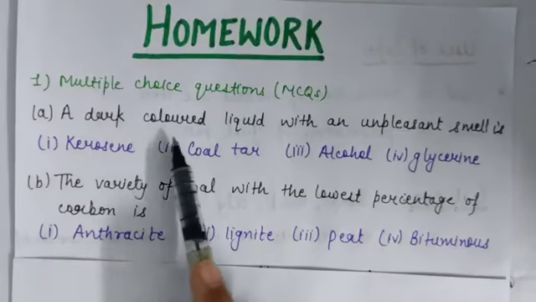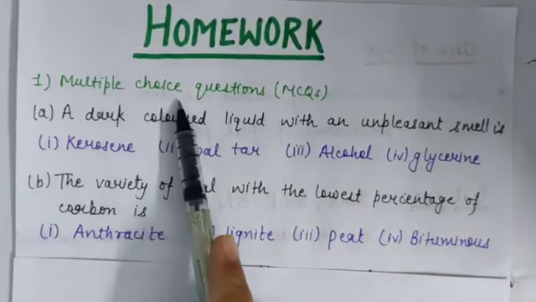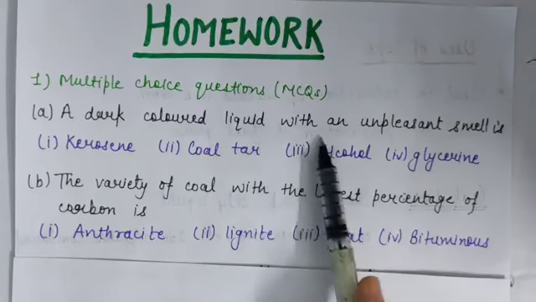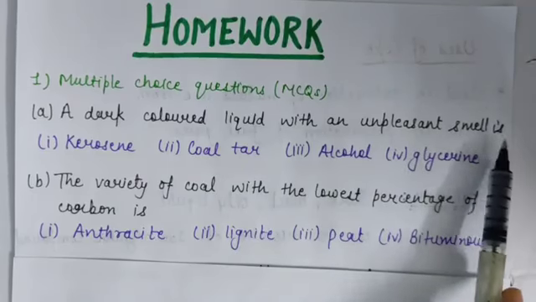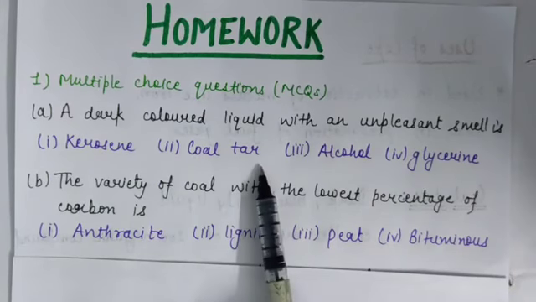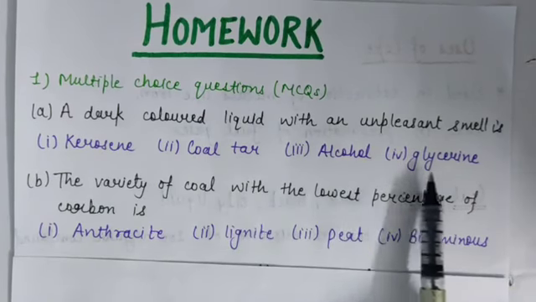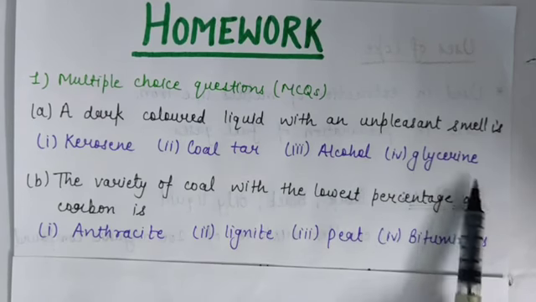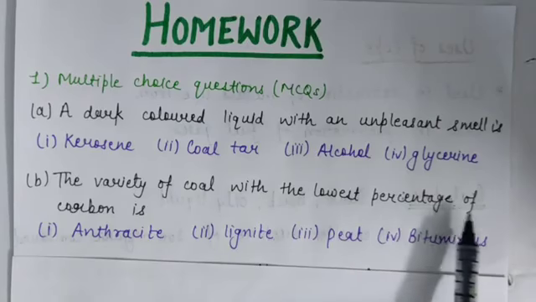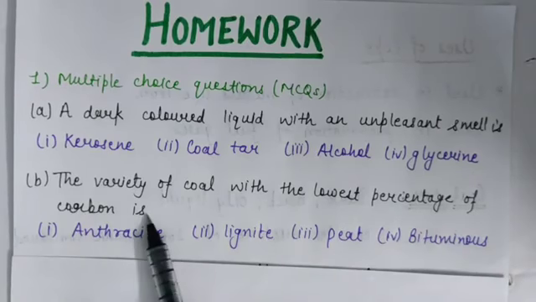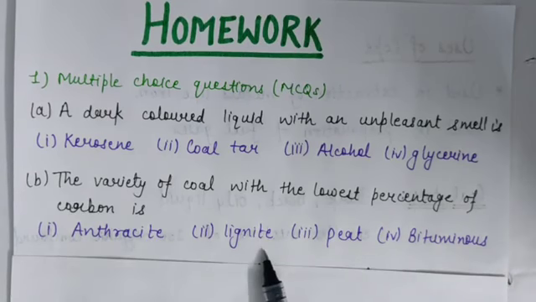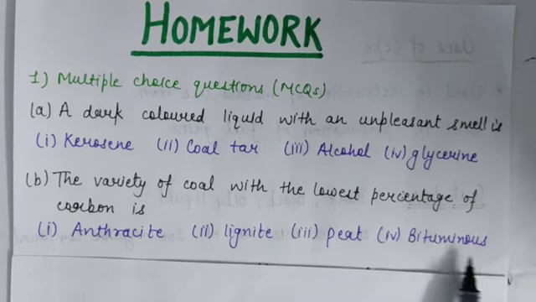So now this is your homework. First question is a multiple choice question. A part: a dark colored liquid with an unpleasant smell is. Options are kerosene, coal tar, alcohol, and last option is glycerine. B part: the variety of coal with the lowest percentage of carbon is. Options are anthracite, lignite, peat and bituminous.